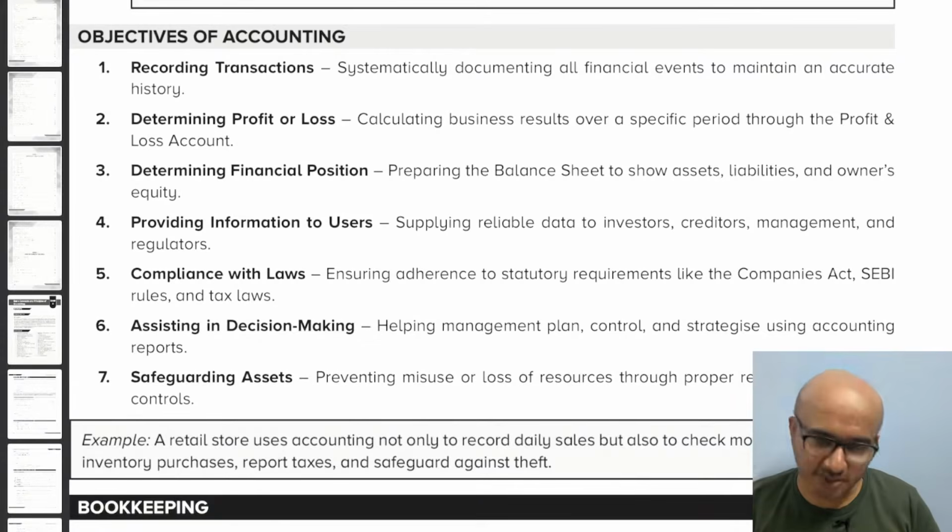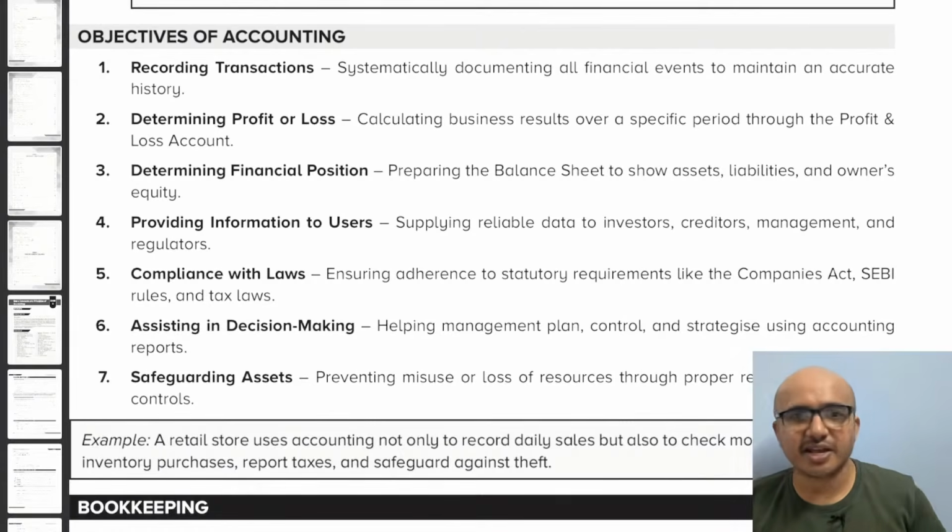For example, if it's a company, then the Companies Act will be applicable, and if it's a listed company, then SEBI rules will be applicable. And of course, if you are earning, tax laws will be applicable, whether it is income tax or GST and whatnot. So you have to make sure that those laws are complied with. So how? That is one of the objectives of accounting.